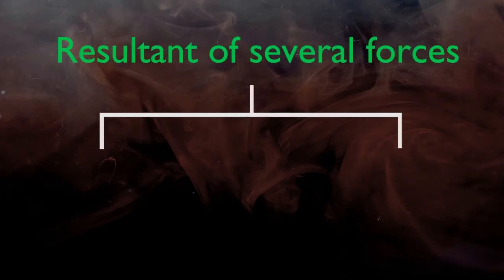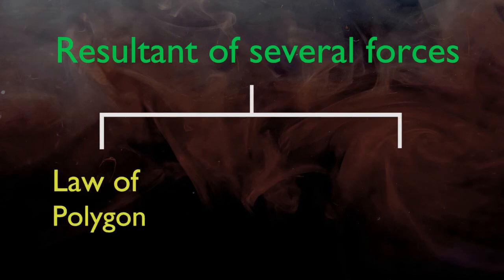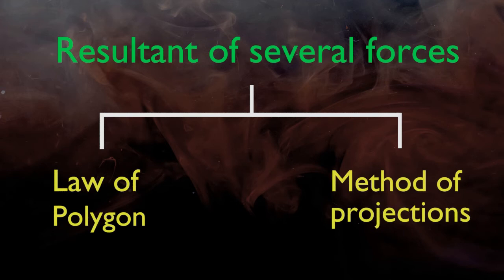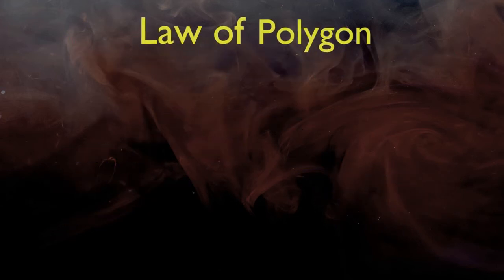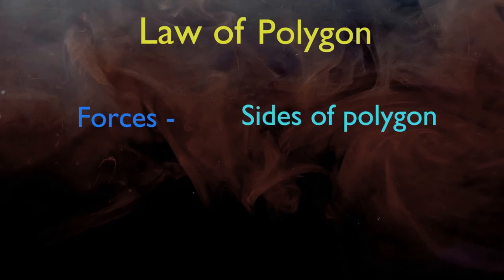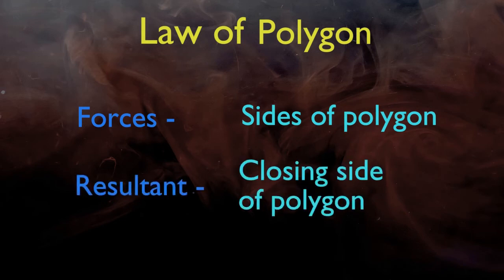To find out the resultant of several forces acting on a body, there are two methods. One is by law of polygon and another is method of projections. Law of polygon states that if all coplanar forces acting on a body are represented as sides of a polygon taken in order, the resultant is the closing side of the polygon but in opposite order.